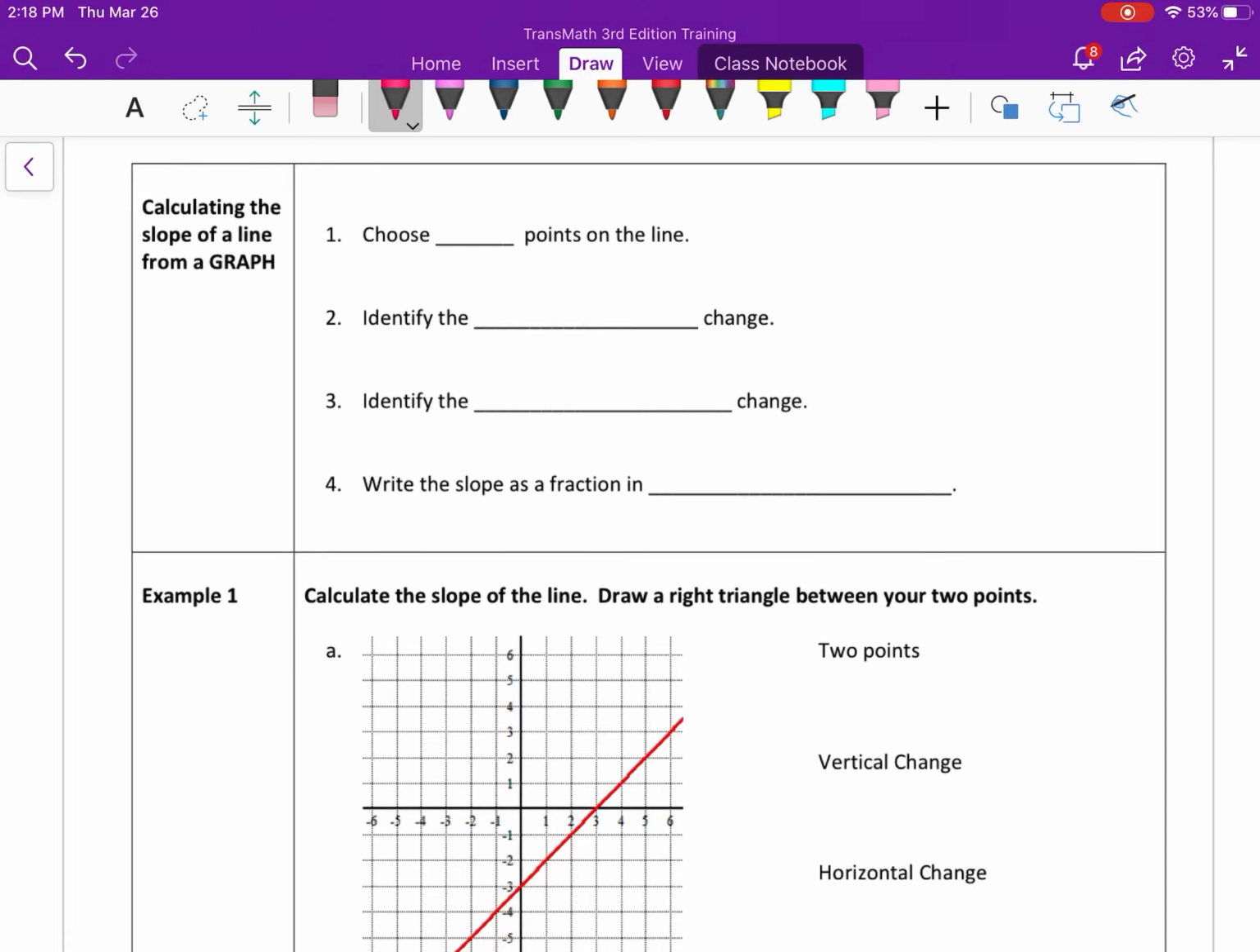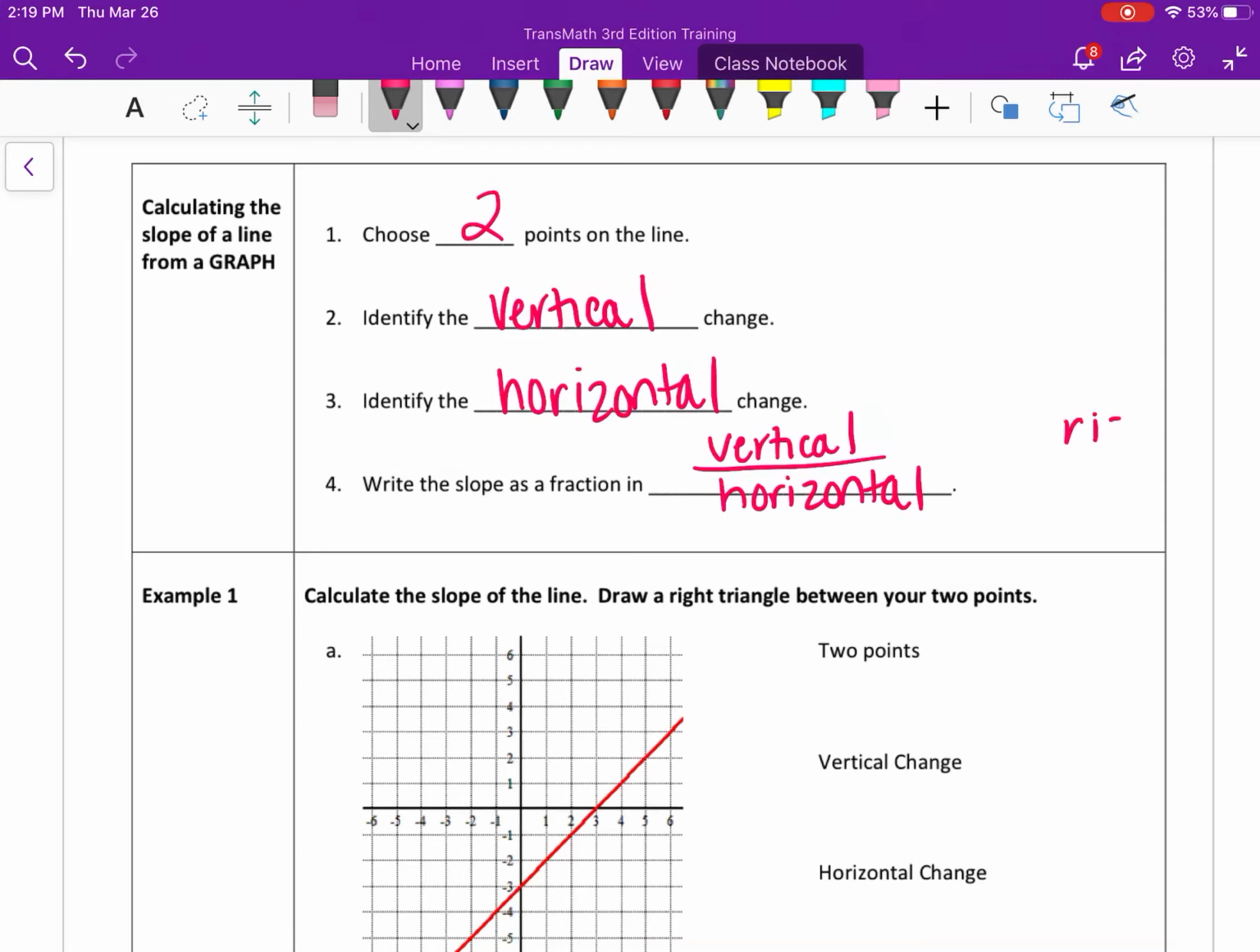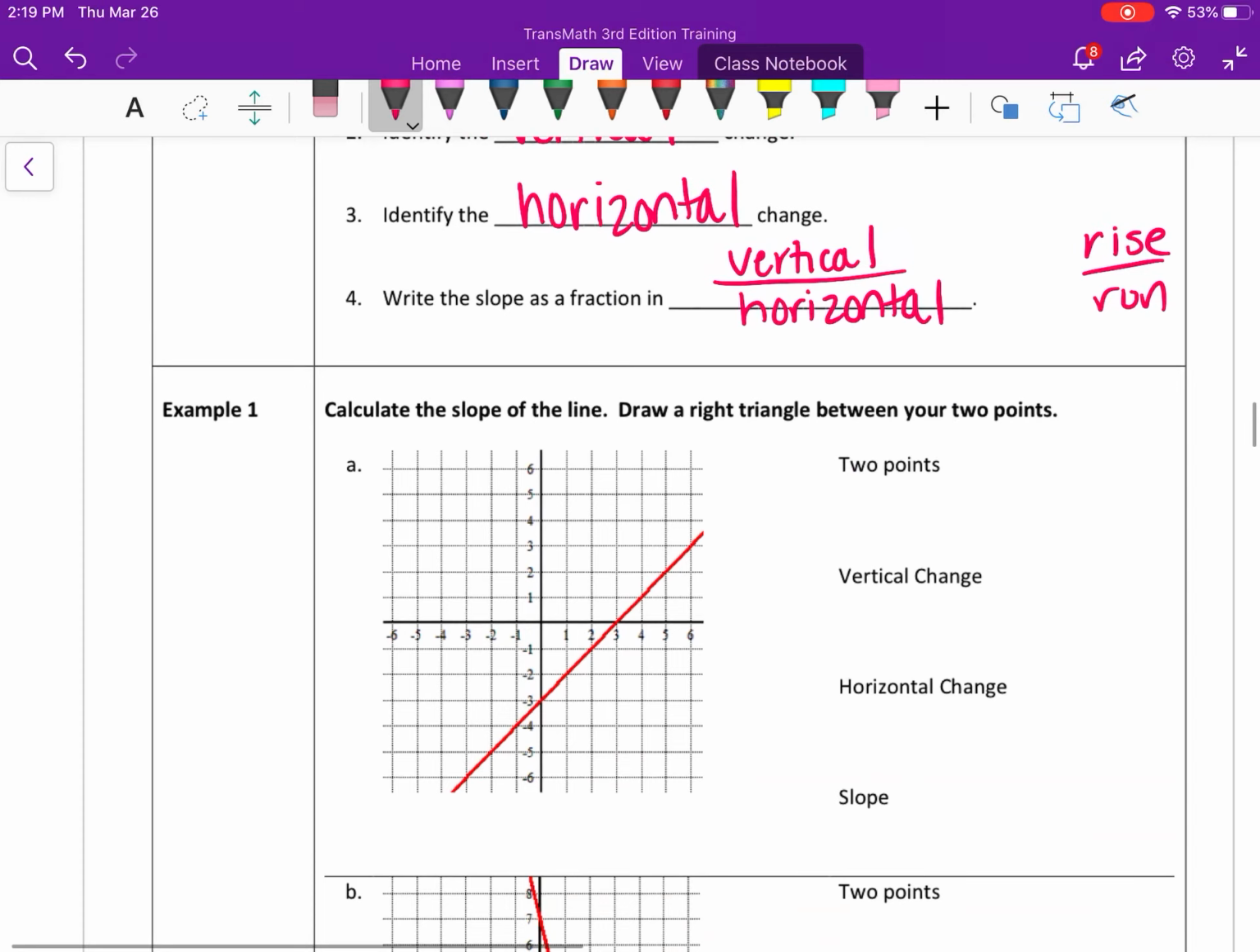Calculating the slope of a line from a graph. First thing you want to do is choose 2 points on the line. Then we want to identify the vertical change. Then we want to identify the horizontal change. And we write the slope as a fraction. It's the vertical change over the horizontal change, which sometimes you might see as rise over run. So it's the change up and down over the change right and left, vertical over horizontal.